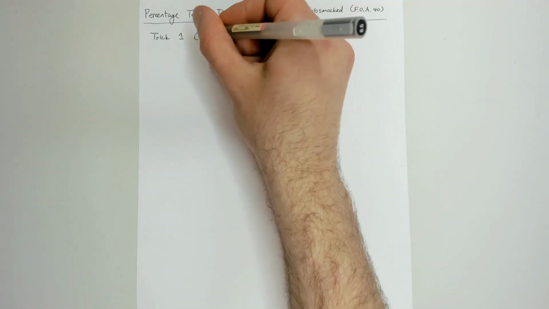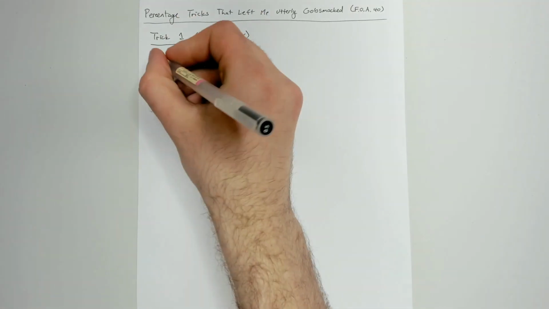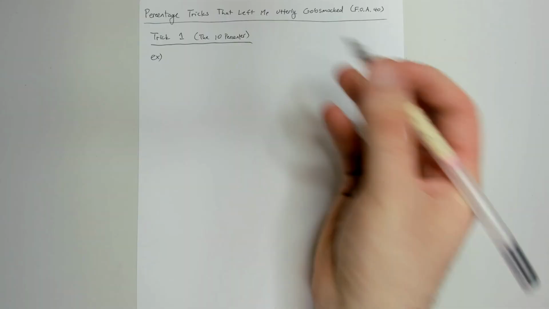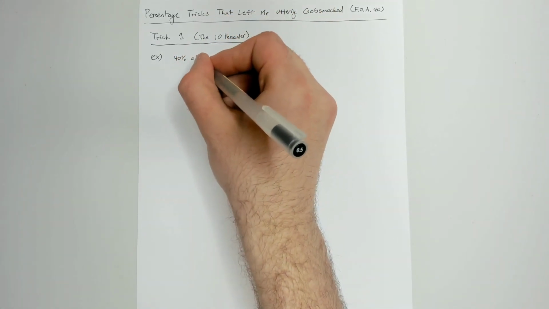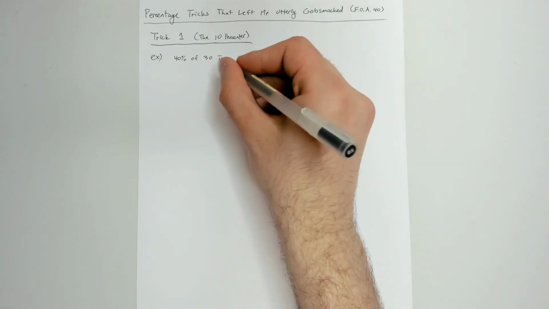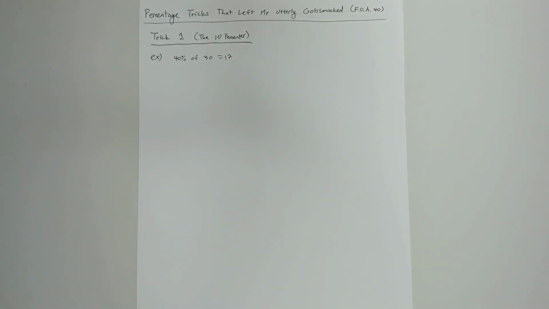So the first trick I like to call the 10%er. And just to demonstrate what it looks like, let's just say I do something like 40% of 30. Now I know right off the bat that's 12. How did I know that? Did I just have it ahead of time? I did not. I just used the 10%er trick.